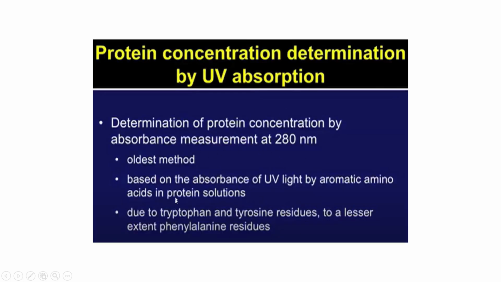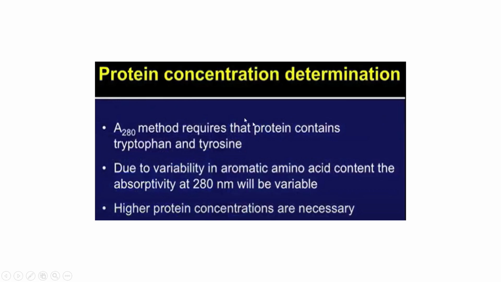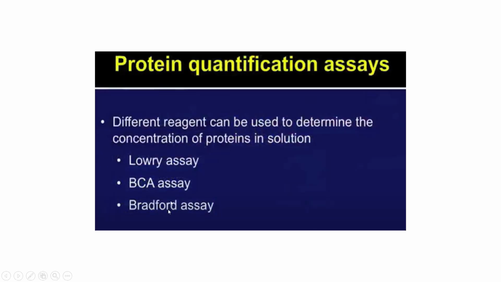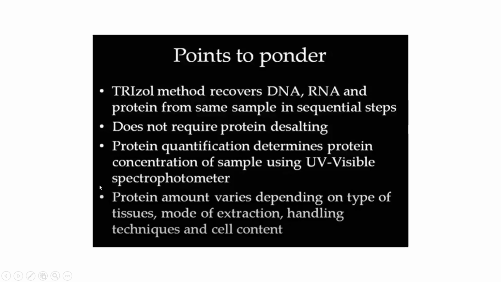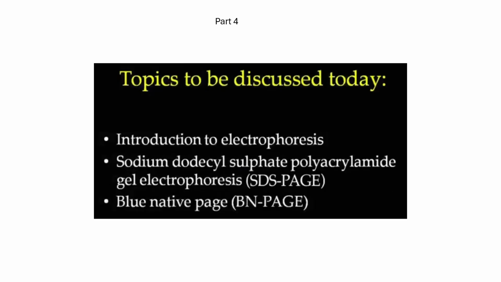Then you can quantitate that protein by UV spectrophotometer by analyzing at 280 nanometers, or you can do different assays like the Bradford assay or the Folin-Lowry assay, etc., to determine the protein concentration present in your sample. I think we did this in our last lecture, how the quantification happens. So that's what the Trizol method was in part three of the lecture.